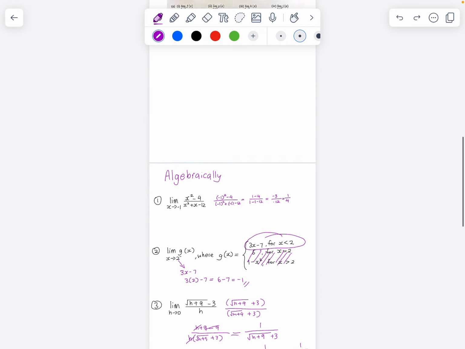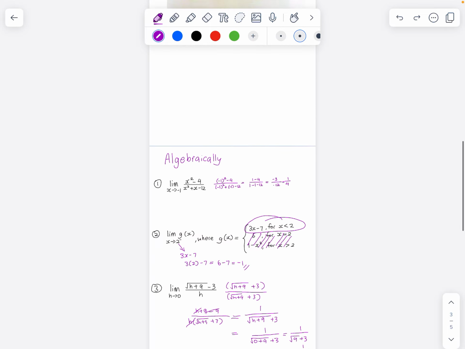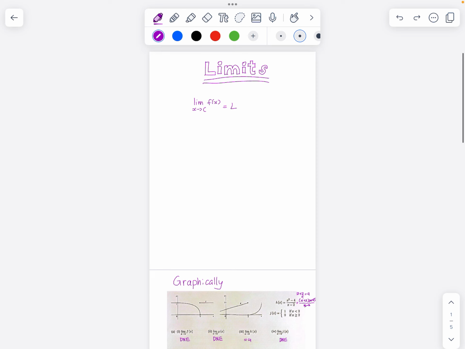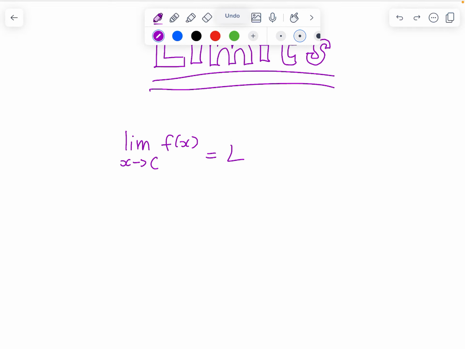So that's the end of our video. Just a summary of limits. We can solve them graphically and algebraically. And when we have a positive or negative sign, positive means it approaches from the right and negative means it approaches from the left.